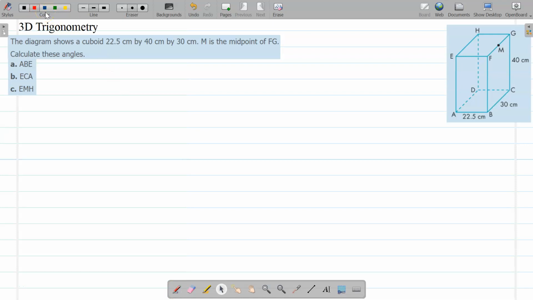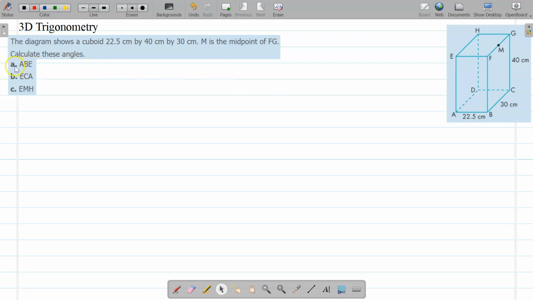Welcome to this video on 3D trigonometry. What we're going to do is find and solve right-angled triangles that are hidden within this box, this cuboid. We've got to be really careful when we do these problems that we break them down into 2D problems that we can work with.